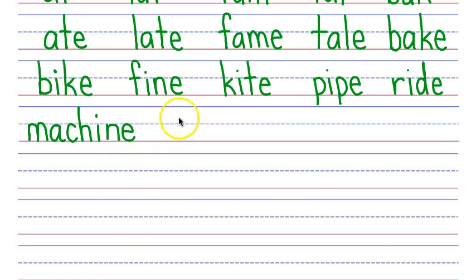Next word, magazine. First syllable, mag. It's a closed syllable, M-A-G. Second syllable, it's an open syllable where the A makes a schwa vowel sound. And last syllable, zine. This is our VCE syllable where the I makes a long E sound. Z, E, N. And the E is telling us that that I is making a long sound.